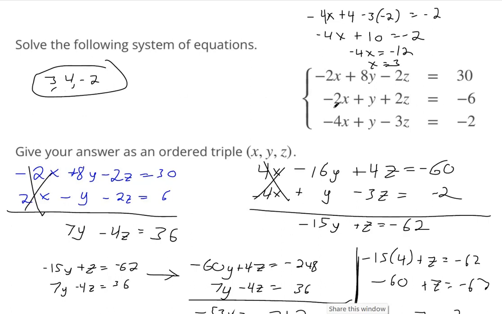Plug 3 back in. So this is -6 plus 4 is -2. -2 plus -4 is -6. That checks out if I plug in that equation.